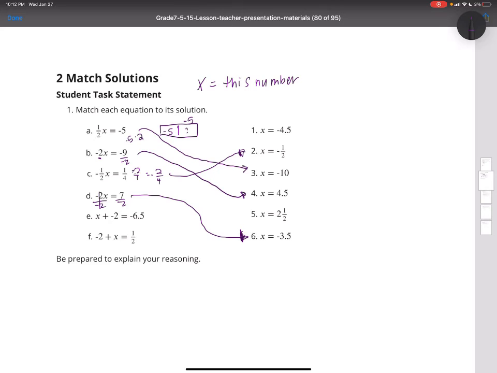All right. So x plus negative 2 is equal to negative 6.5. I'm confused whether it's between this number or that solution. What I could do is plug it in. I could say negative 4.5 plus negative 2 is equal to negative 6.5. I think that's the answer. And then I could do 2 and 1/2 plus negative 2 equals negative 6.5. Now this is me just checking the solution. I'm just going to write this on the top so you guys don't get confused.